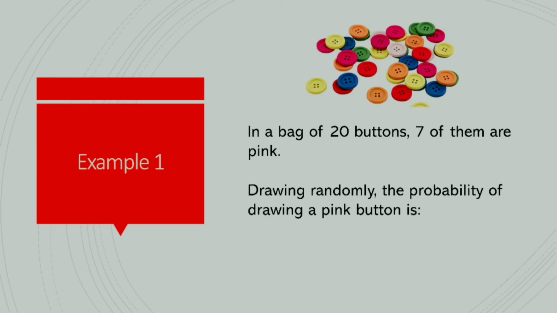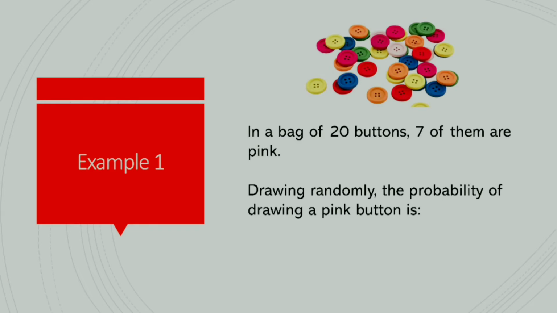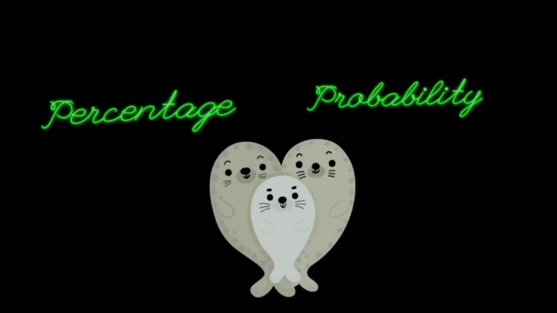Now, if I was going to draw a button randomly, like without looking, and we're going to assume all the buttons are the same size, so I can't just pick it out based on feel, the probability of drawing a pink button would be equal to the number of pink buttons divided by the number of total buttons, which would be 7 divided by 20. Now, some of you might be noticing that this is also equal to the percentage of pink buttons, and these two concepts are very closely related.